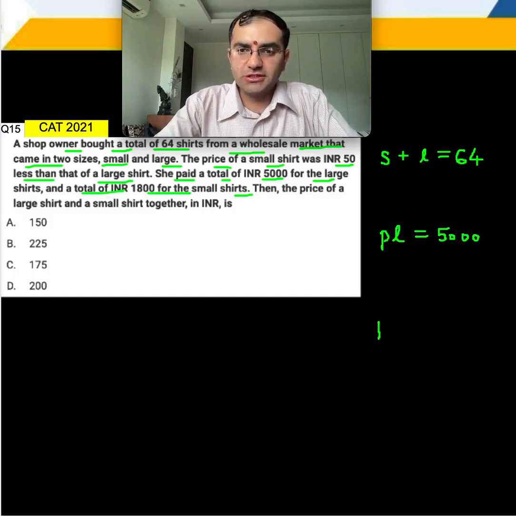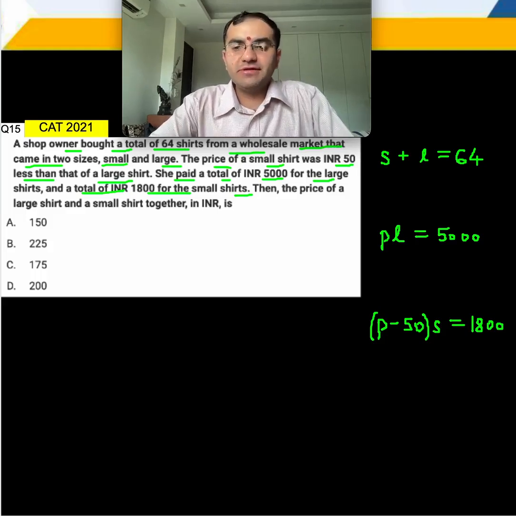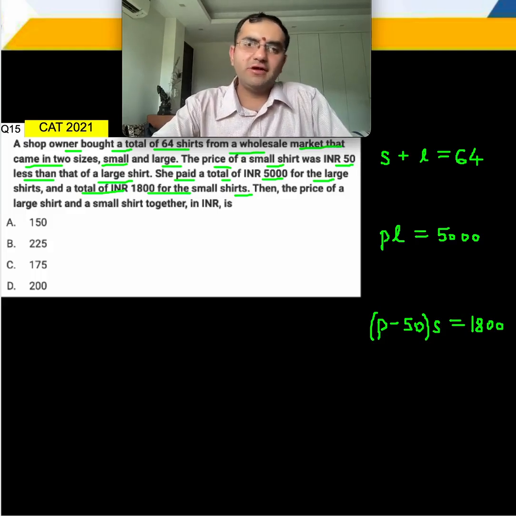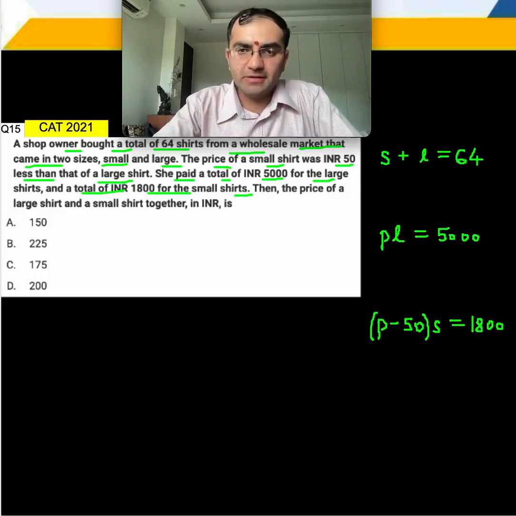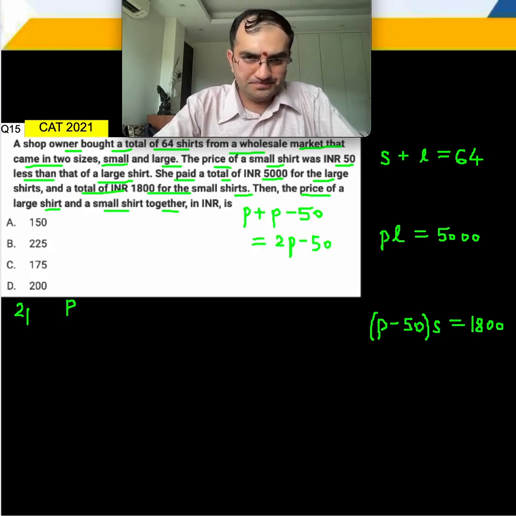1800 for the small shirts. So P minus 50 into S is equal to 1800. Now you have three equations, three variables. Quadratic बन जाएगा, काफ़ी complex हो जाएगा, lengthy हो जाएगा. Price of a large shirt P and a small shirt together, P plus P minus 50, is given in the options. 2P minus 50 is given. So we'll use the options.